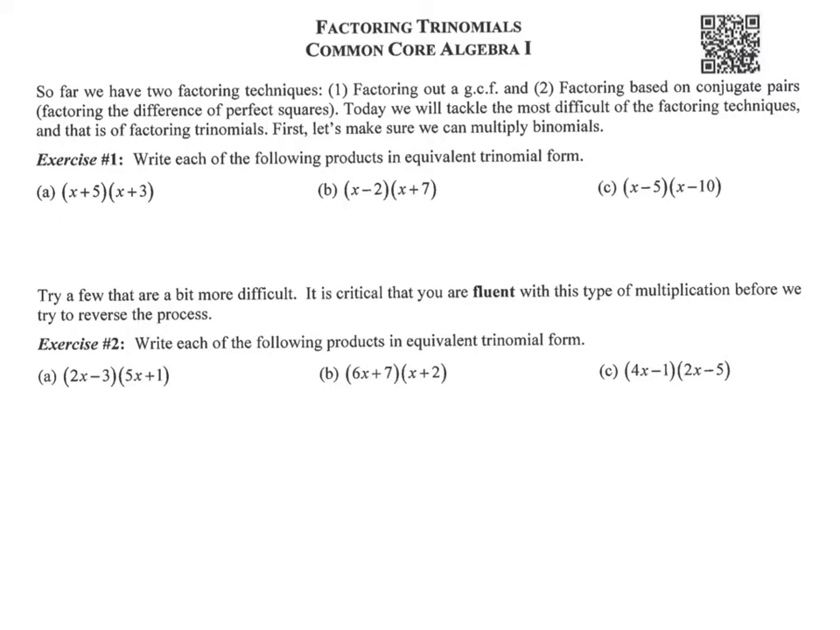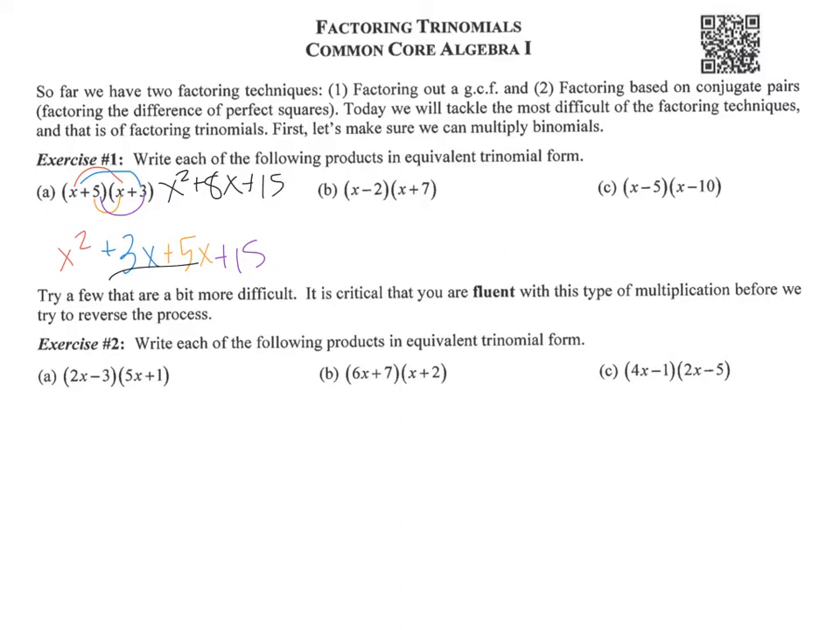So first, let's double check and make sure we remember how to multiply binomials. So x times x is x squared, x times 3 is 3x, 5 times x is 5x, and finally 5 times 3 is 15. Remember that we need to combine our like terms, so that becomes x squared plus 8x plus 15.